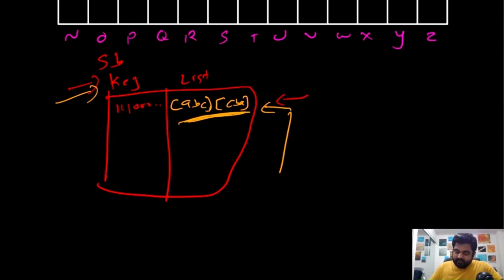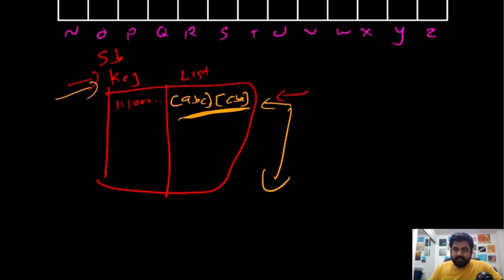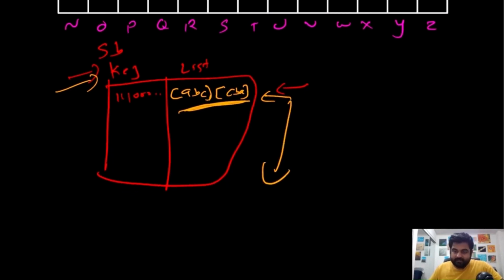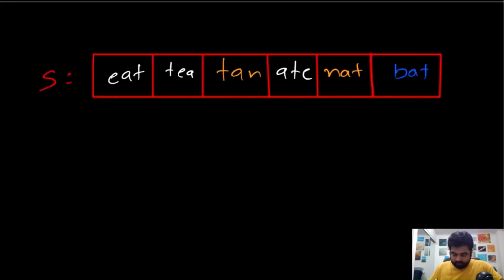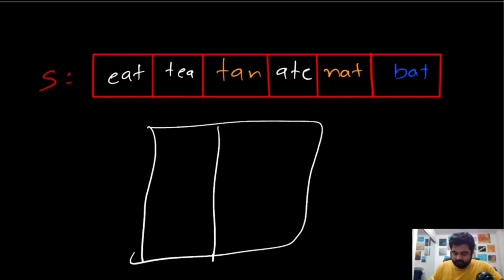In the end, all we need to do is return whatever value we have stored in the list. Let's do this with one of the examples that we have been following so far. I'm not going to show you the whole ordeal with the array because that is too time consuming. I'm just going to show you what would happen inside the hash map.